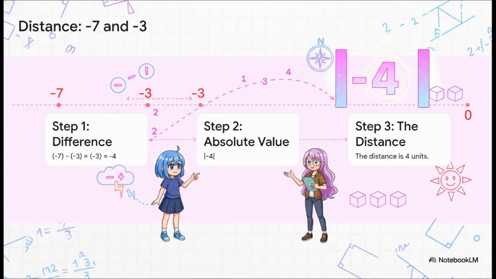What's the distance between -7 and -3? Okay, step 1. We find the difference. -7 minus -3 gives us -4. Step 2, now we apply our tool. We take the absolute value of that -4, and the result? Boom, 4. So the distance between -7 and -3 on the number line is exactly 4 units. Simple, clean, and it always gives you a positive distance.